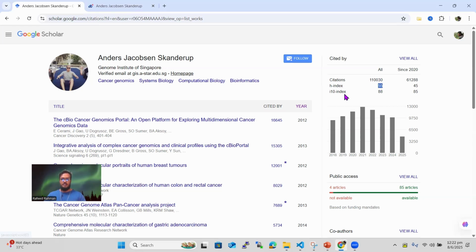And finally, we have the I-10 index. What the I-10 index means is that he has 88 research works which were cited at least 10 times. Okay, that is the thing.